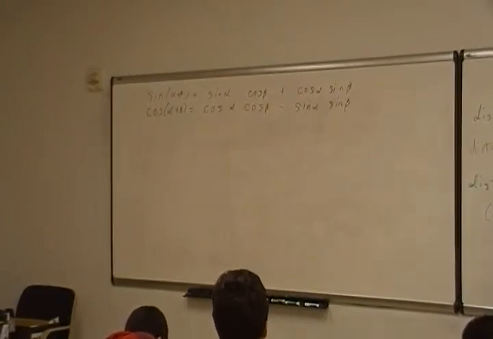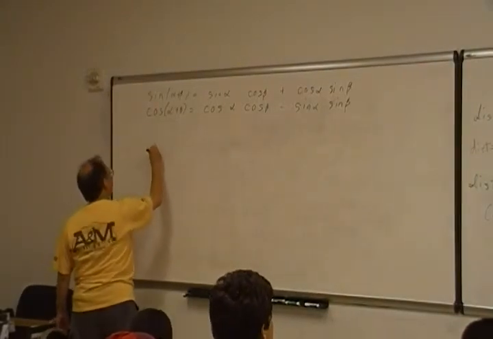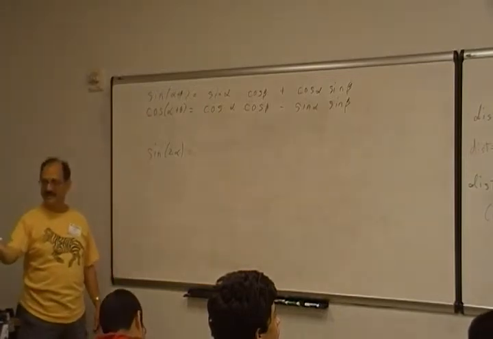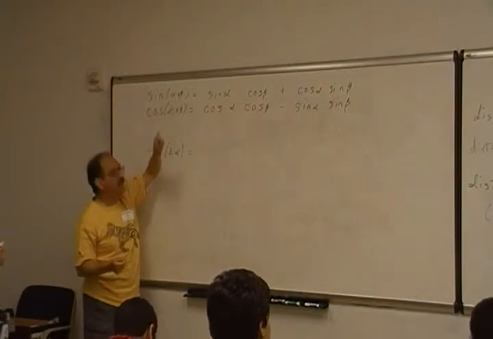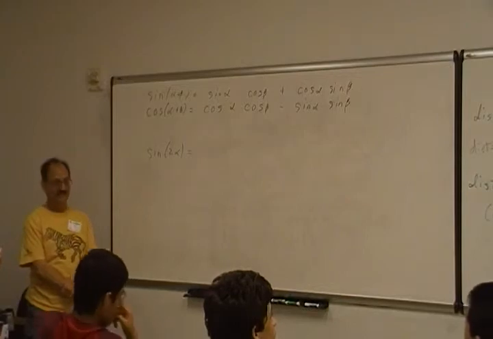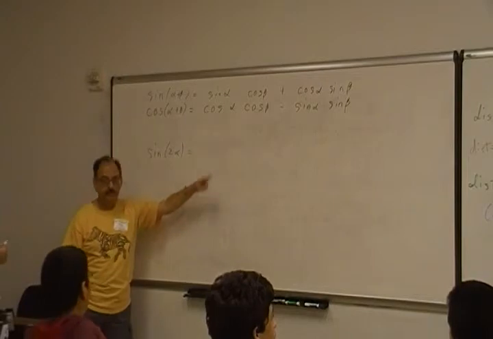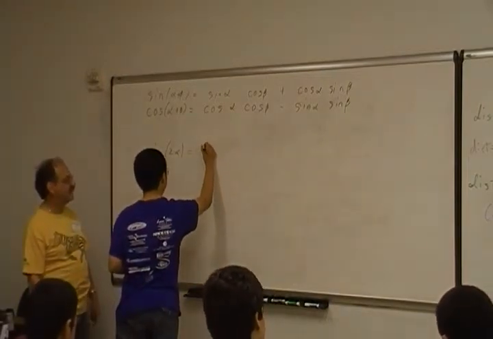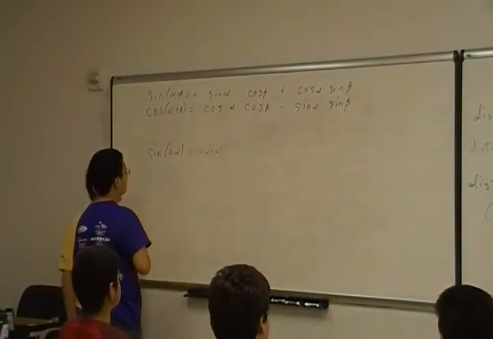And Tony, I haven't called on you. Sine of 2 alpha. How are you going to get sine of 2 alpha out of sine of alpha plus beta? Yes. So write sine of alpha plus alpha. Okay, proceed to do it.